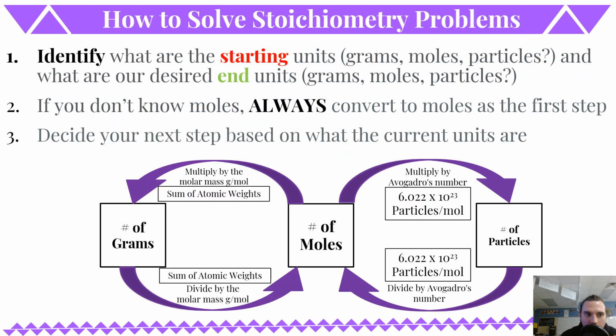Okay, now remember these stoichiometry problems. We have 3 steps that always help us. Okay, identify what are the starting units. Are they grams, moles, or particles? We just did that. And our desired end units, grams, moles, or particles. We just did that. We're going to go from grams to grams. Second step, if we don't know moles, always convert to moles as the first step. Moles is the center of everything. All right, we can go anywhere from moles. Then we'll decide our next steps based on our current units.